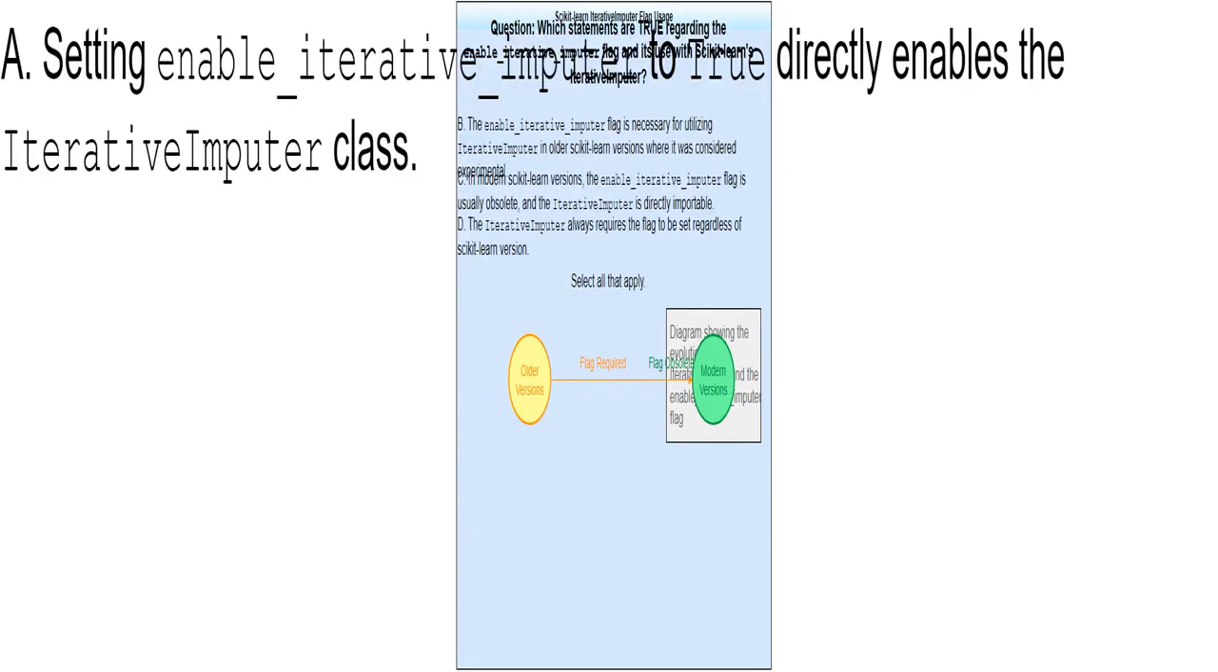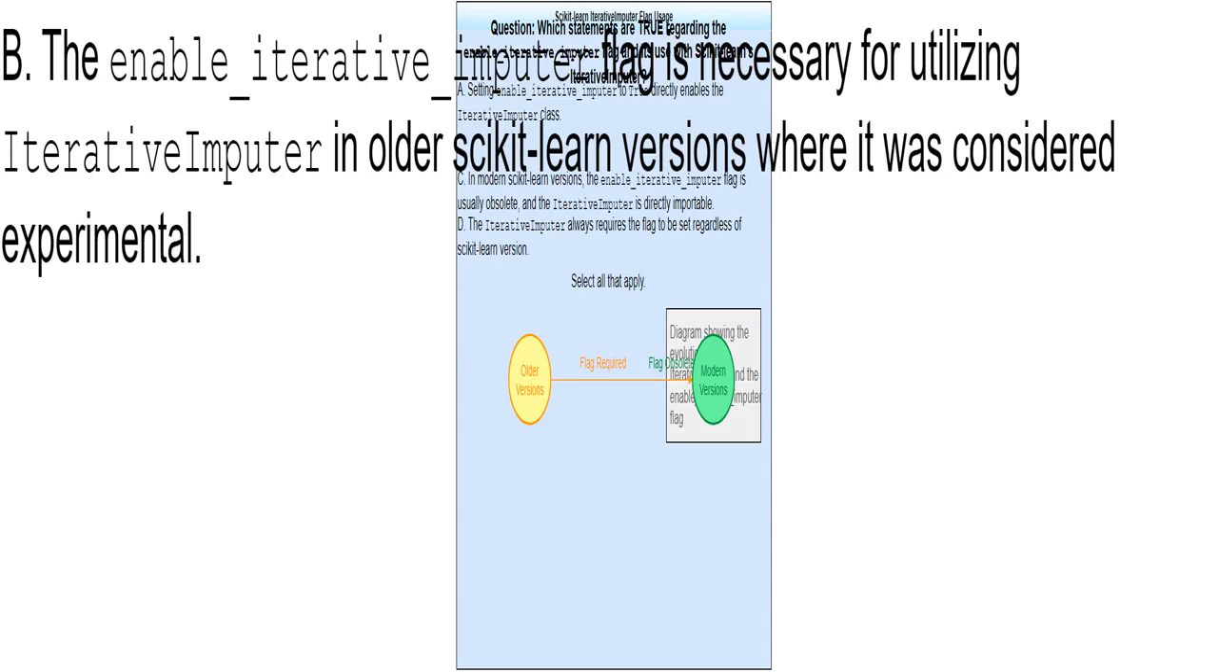This statement is false. Setting a flag doesn't magically activate a class. You still need to import and create an instance of the class separately. Think of it like this. The flag is like getting permission to use a tool, but you still need to pick up the tool itself and use it. This is true in older versions, because iterative imputer was experimental. You needed that flag to use it. It was like a secret handshake to unlock access.